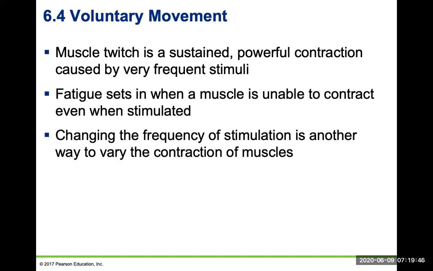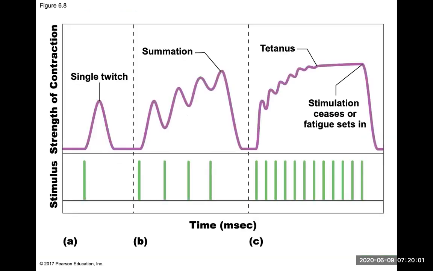Tetanus is a sustained, powerful contraction caused by frequent stimuli. Fatigue can set in when a muscle is unable to contract even when stimulated, and changing the frequency of stimulations is another way to vary contraction of the muscles.